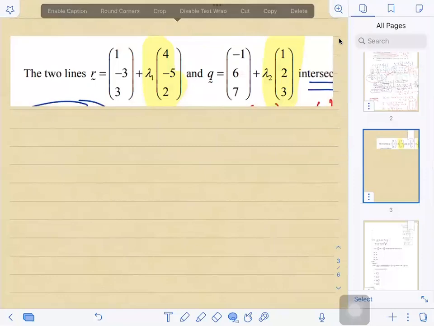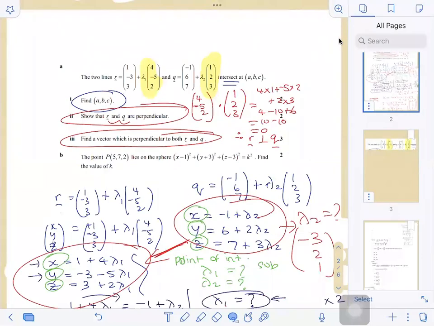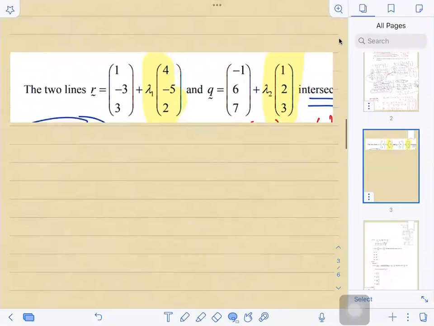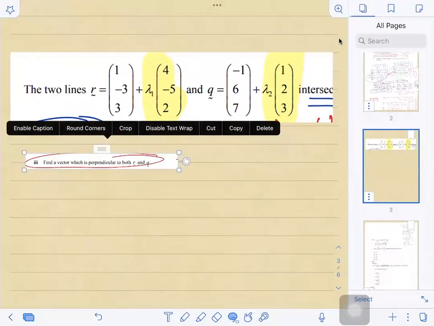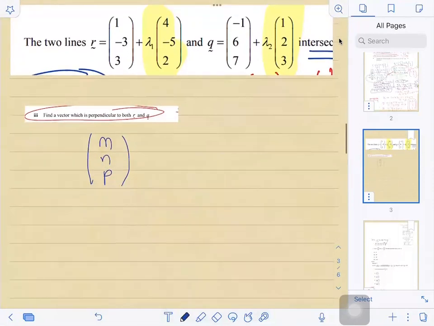Move that over. So that's the equation. The question says, find a vector. They don't say find the equation of the vector. They want an actual vector. So an actual vector would be something in the form, let's just call it m, n, p. Okay, so we want the actual vector, not an equation.